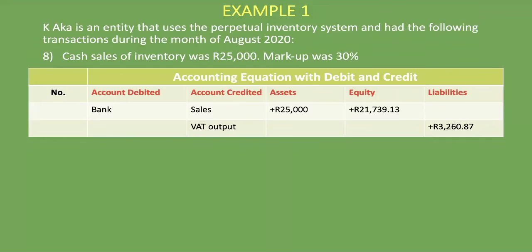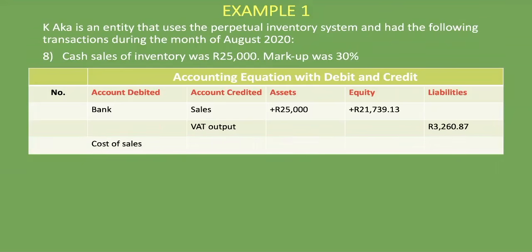The second one is where we record the cost of sales. That's the account debited because it's an expense. And then we also record inventory as the account credited because inventory is leaving our premises when we sold this inventory, and it's reducing our assets. And the amount there is excluding VAT. We have to put the amount excluding VAT.